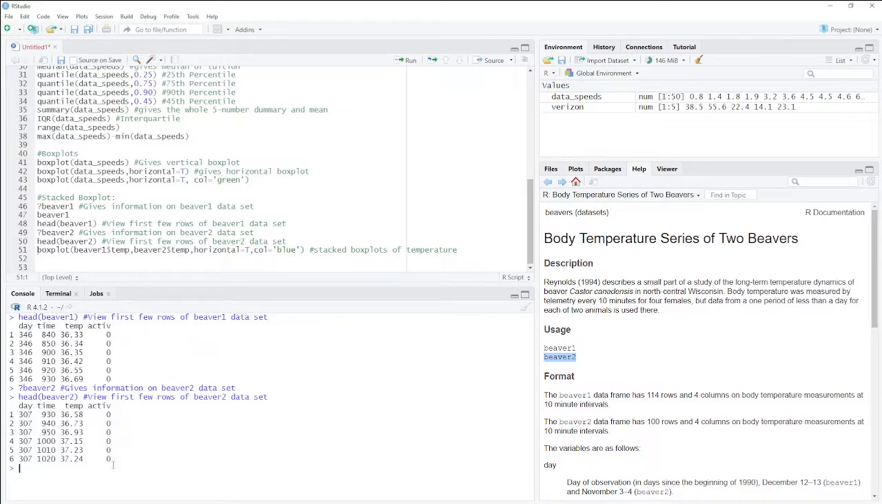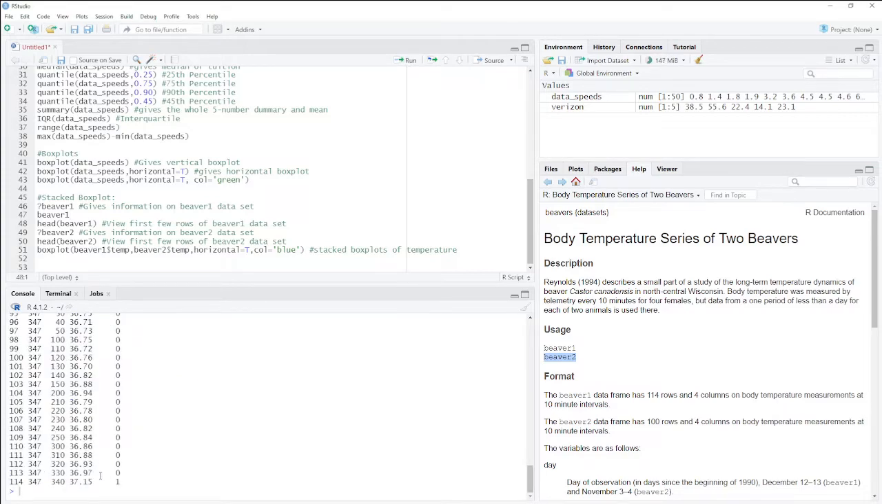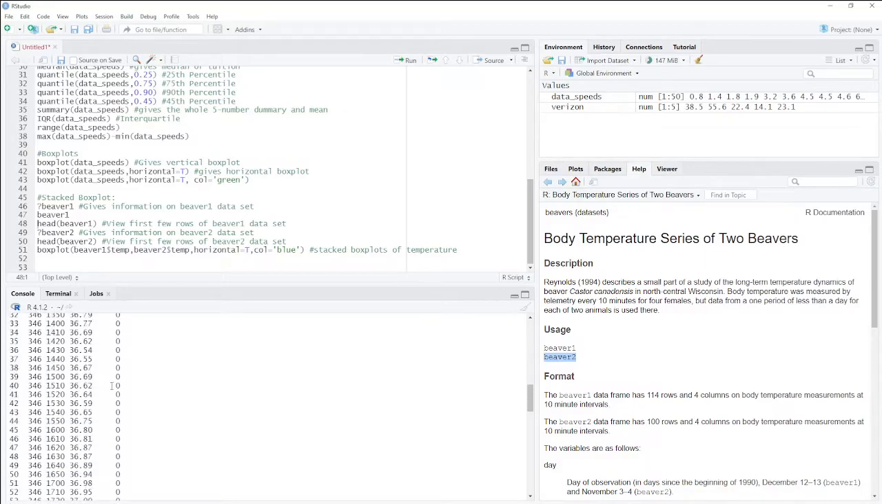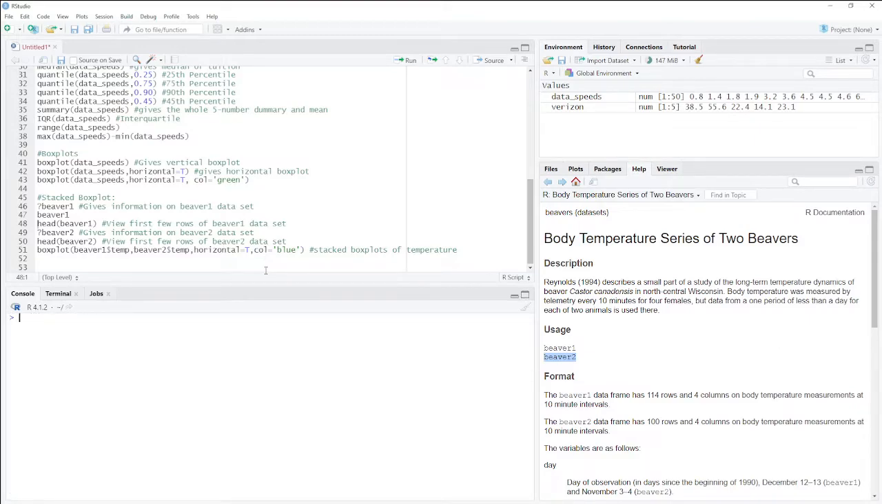Notice days and times, temperatures are all different, and then whether they're active or not. If we displayed the entire data, some of these would be a 1, indicating that the beaver was active, 0 indicating that it was not active. Okay, that's not really important for us. But what we can do is plot 2 box plots together in the same plot and compare them.